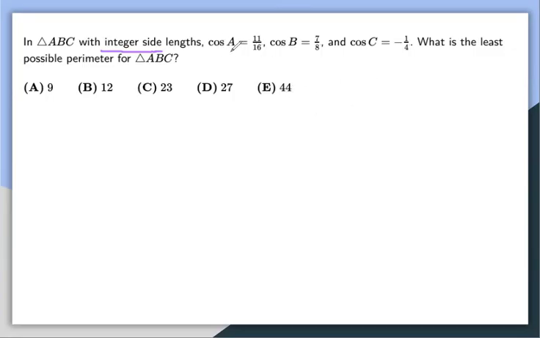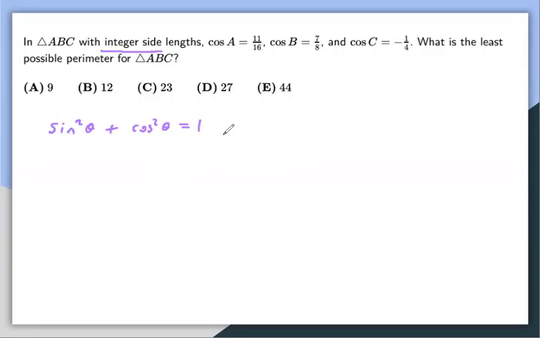But to do so, we need to find their sine values, which is why I want to remind you of the Pythagorean identity. If you have the sine squared of some angle plus the cosine squared of the same angle, this is equal to 1. You can prove this with the unit circle or something else. This is one of the most important identities that we have in trig.